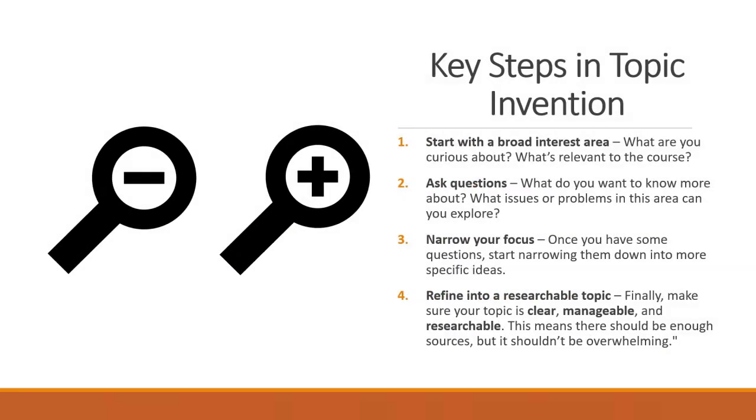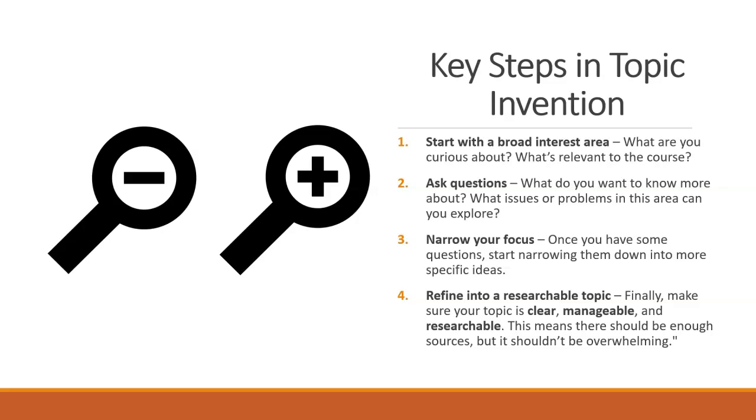So here's the steps on how to invent a topic. You first want to start with some broad interest area. What are some things that you're curious about? What's relevant to the course specifically that you've been studying? But then, after you identify those broad interest areas, you want to ask yourself some questions. What do you want to know more about? What issues or problems in this area can you explore?